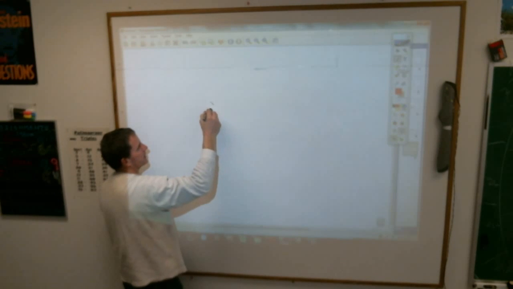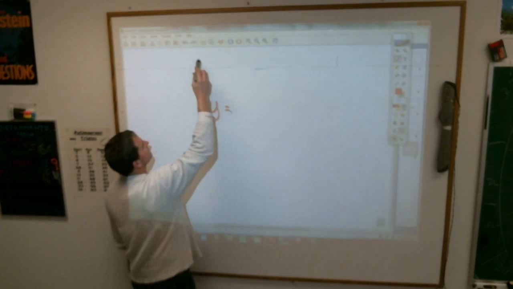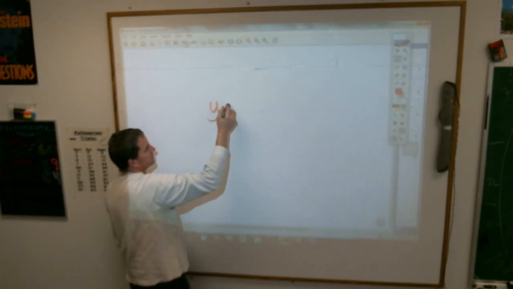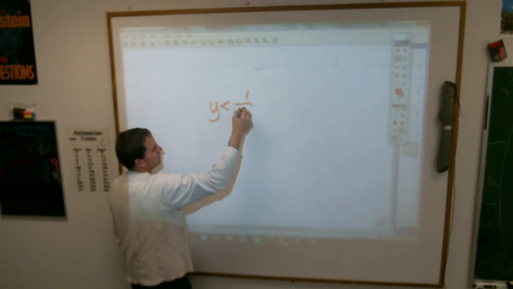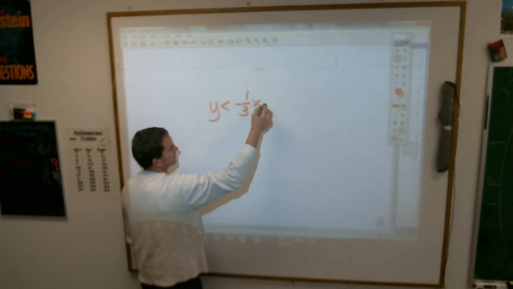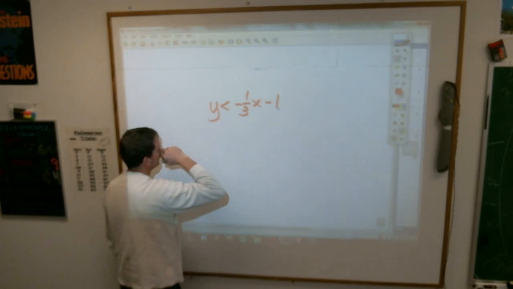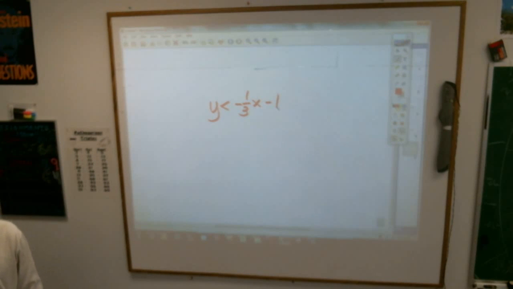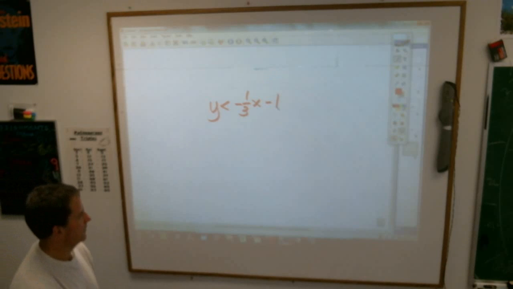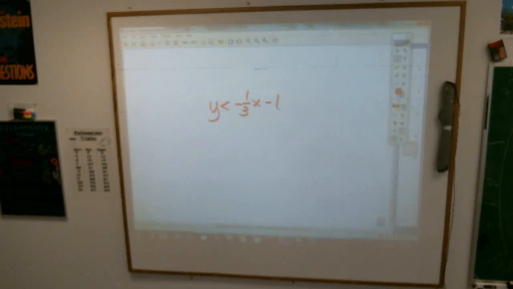Here you go. Y is less than negative 1/3 x minus 1. Sketch me the graph of that. See if you and I agree with our sketches of that graph. Just like graphing a linear equation, except you've got shading.